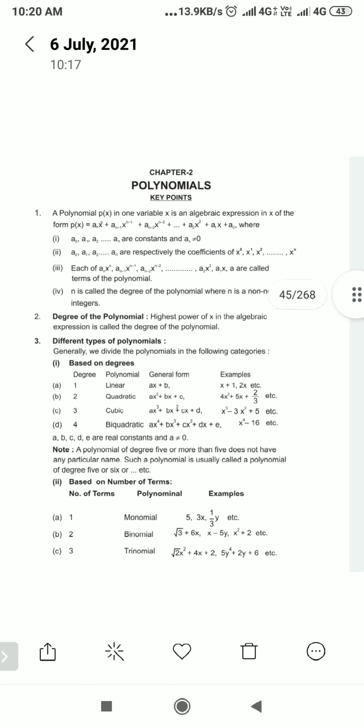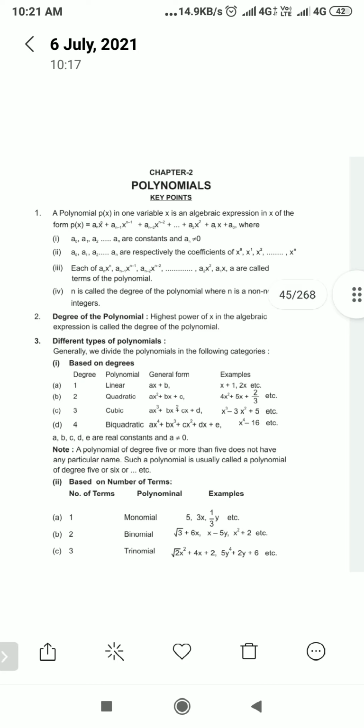The first one is a polynomial p(x) in variable x is an algebraic expression in x of the form p(x) equal to a_n x raised to the power n plus a_(n-1) x raised to the power n minus 1 plus a_(n-2) x raised to the power n minus 2, till a_0, where a_0, a_1, a_2 are the constants, but make sure that a_n should not be equal to 0.